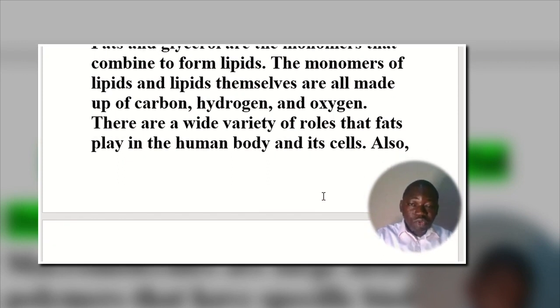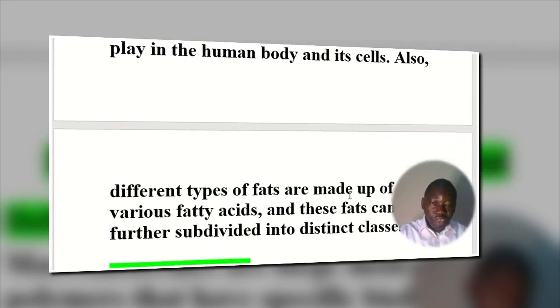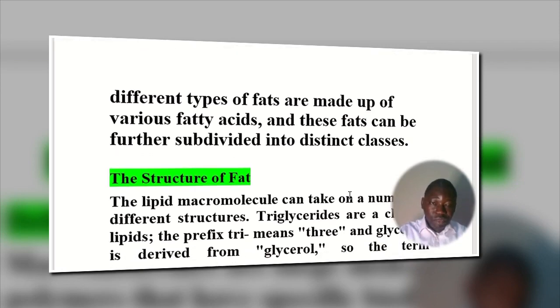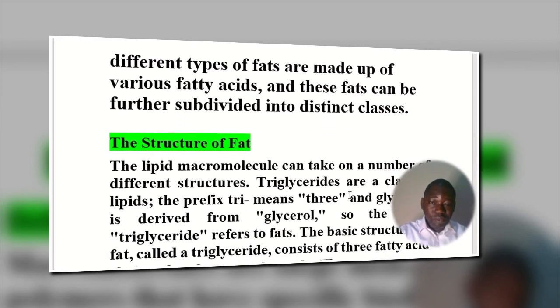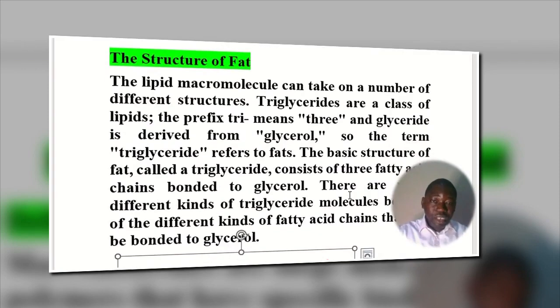There are a variety of roles that fats play in the human body and in cells. Also, different types of fats are made up of various fatty acids, and these fats can be further subdivided into distinct classes. The structure of fats is what I am going to be discussing with you at this time. The lipid macromolecule can take on a number of different structures.